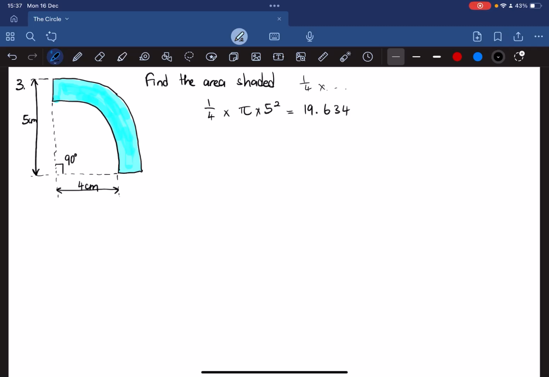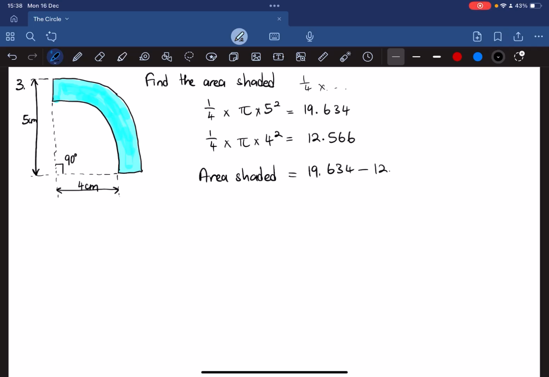19.634. The radius from this point right there, for this part right there, is 4 centimeters. So I'll then say a quarter times pi times 4 squared. You get 12.566.